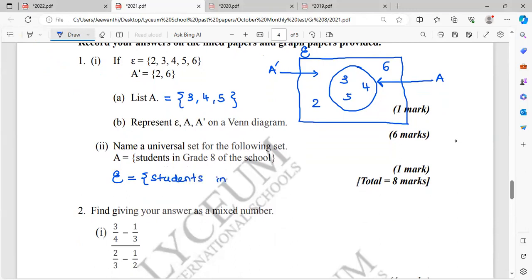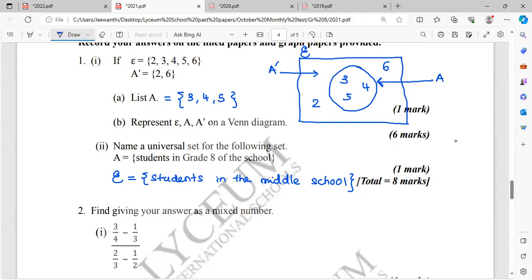Students in the middle school, right? We know in the middle school we have 3 grades, right? Grade 6, grade 7, and grade 8. Those are the 3 grades we have in the middle school. So therefore, at this moment, I consider the universal set as the middle school. Under the middle school, I have another 3 sets, A, B, C. A is grade 8, B is grade 7, and C is grade 6.